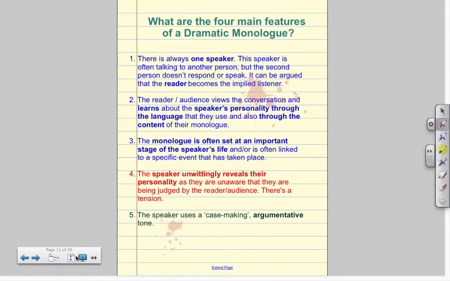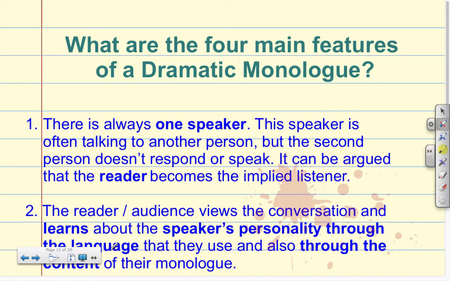So, these are some of the features we talked a little bit about, using examples in the last video, what the features of a dramatic monologue are. Now, for me, there are four main features. Clearly, it's called a monologue, which means that there is always one speaker.